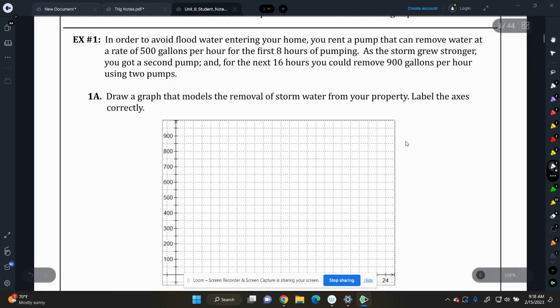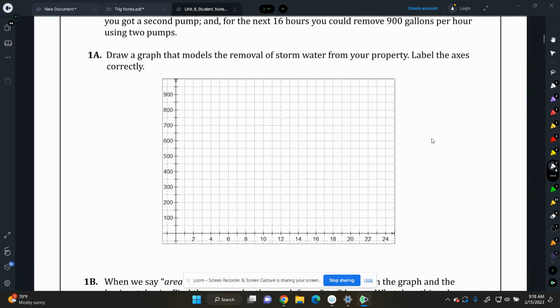Okay, so let's just look at this first example. We'll step through it. In order to avoid flood water entering your home, you rent a pump that can remove water at a rate of 500 gallons per hour. So we have a rate for the first 8 hours of pumping. As the storm grew stronger, you got a second pump, and for the next 16 hours you could remove 900 gallons per hour. Okay, so draw a graph that models the removal of stormwater from your property.